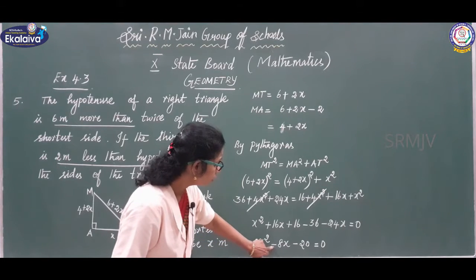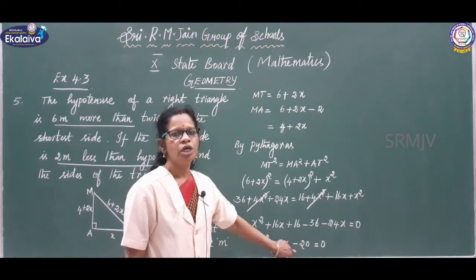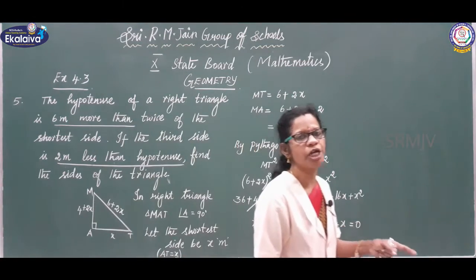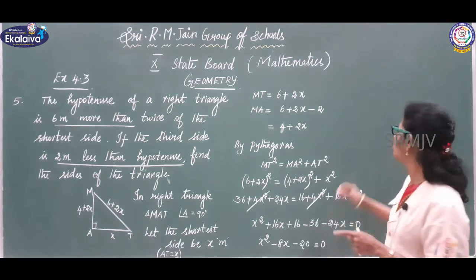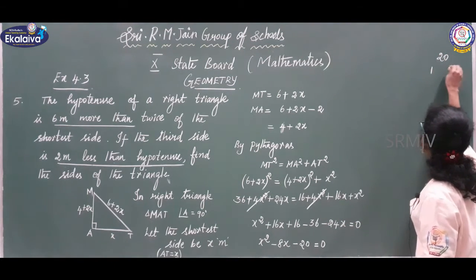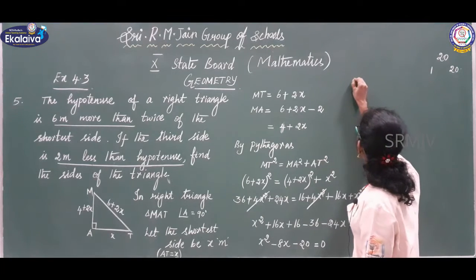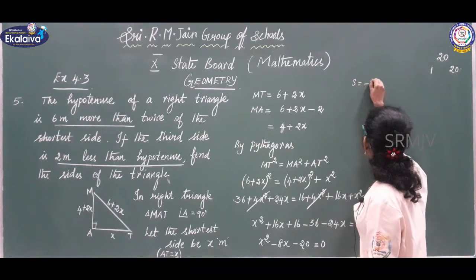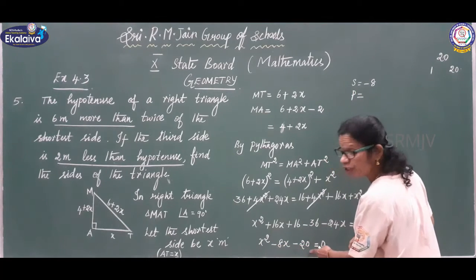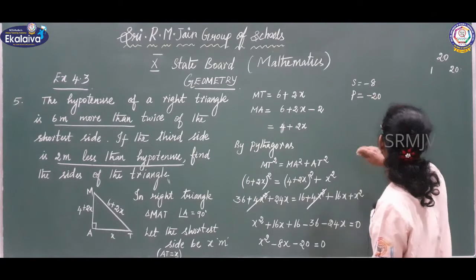Now you see, sum is negative, product is also negative. If both are negative, in that possibility, the bigger number is negative, smaller number is positive. For 20, what are the possibilities? 1, 20. Sum equal to minus 8, product equal to coefficient of x square into constant. So, 1 into minus 20, minus 20.